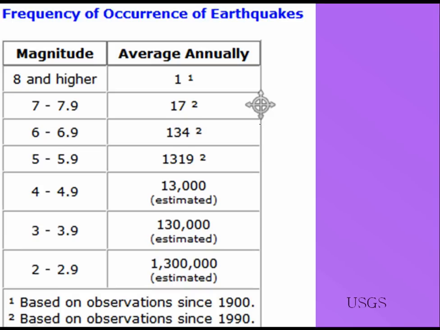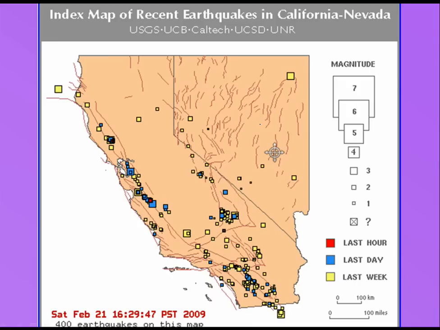The Earth tends to have about one earthquake of a magnitude 8 or higher a year, and 17 between a 7 and a 7.9. As you can see, the earthquakes that are smaller are much more common. In fact, if you take a look at this map of California, you can see in one typical week we had 400 earthquakes, but all of them so small that it's unlikely anyone felt them.